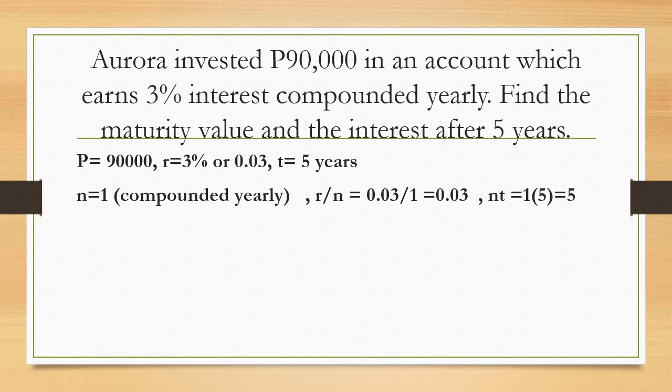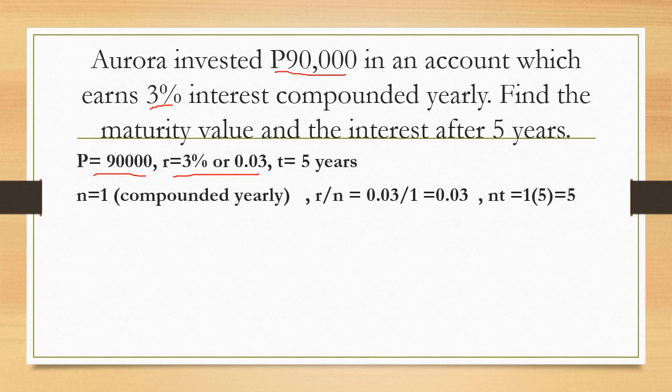So let us have another example. Aurora invested 90,000 pesos in an account which earns 3% interest compounded yearly. Find the maturity value and the interest after 5 years. So let us take a look at our given. The principal is 90,000 pesos here. 3% interest is here for our rate, or 0.03.